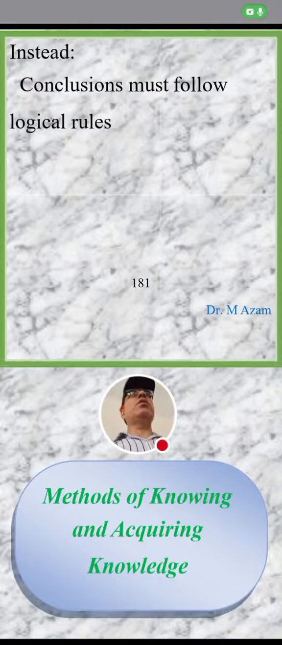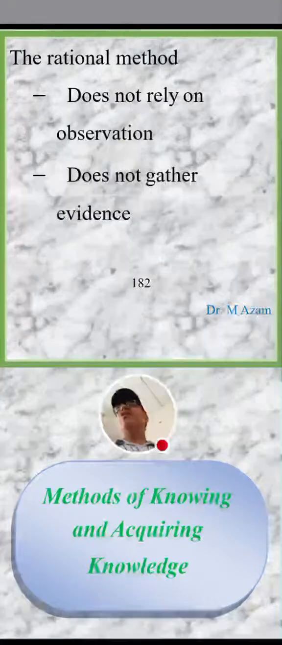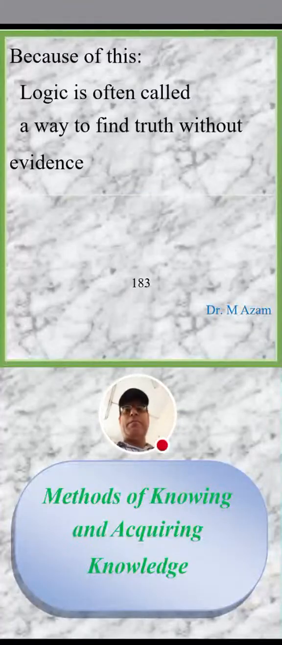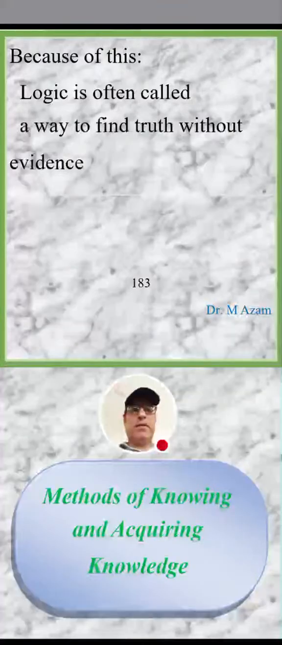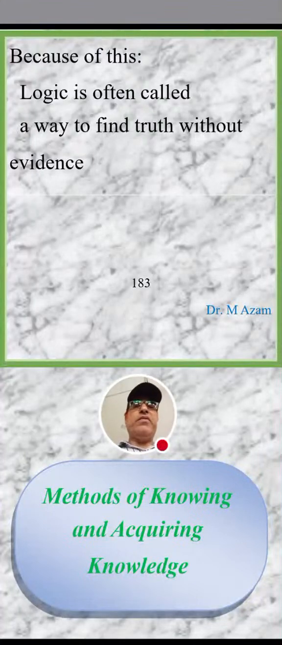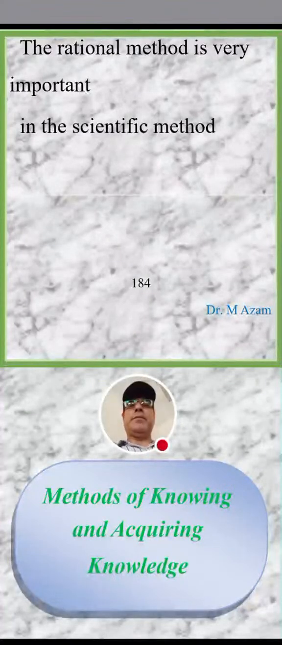From common people, you should be able to understand whether there are logical rules. The rational method does not rely on observation. It does not gather evidence. Because of this, logic is often called a way to find truth without evidence. The rational method is very important in the scientific method.